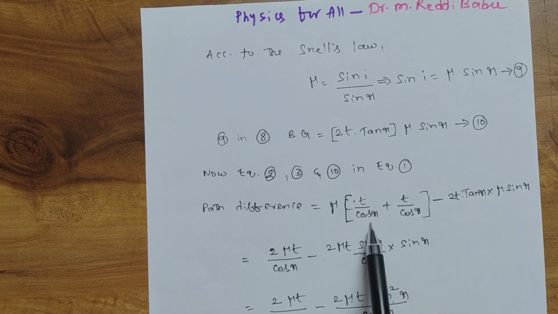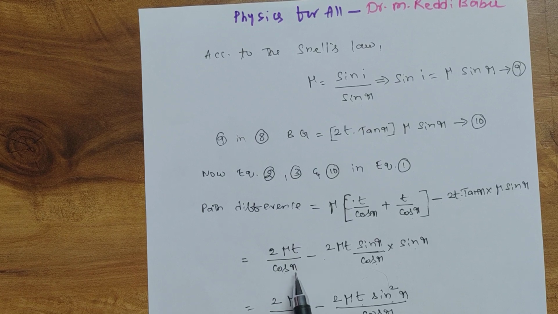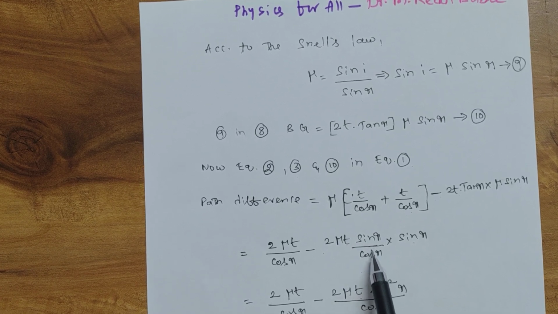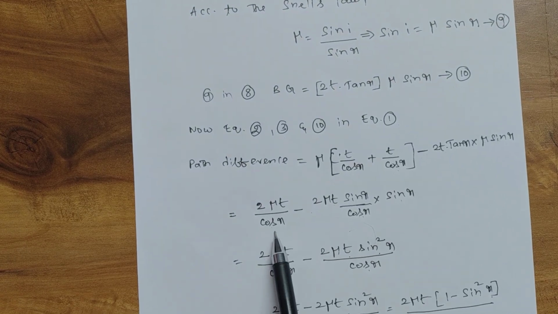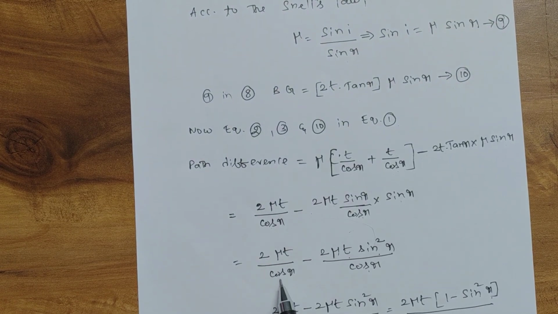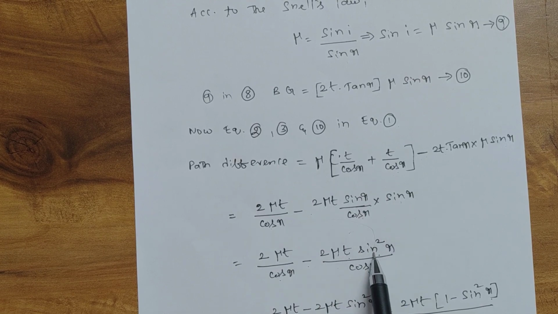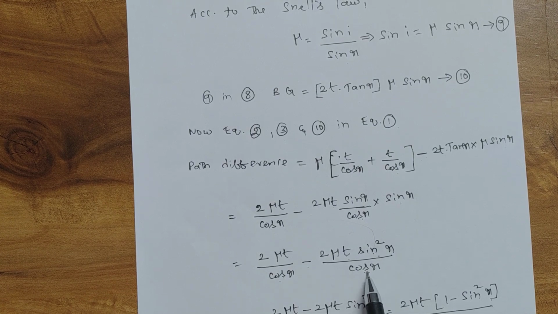Now in this equation, cos r is taken as LCM, and t plus t becomes 2t. Finally we are writing here 2 mu t divided by cos r minus 2 mu t into, in the case of tan r, I am writing sin r divided by cos r into sin r. Here cos r and cos r is the LCM, so 2 mu t divided by cos r minus 2 mu t into sin square r divided by cos r. For the first term and second term, the LCM is cos r.